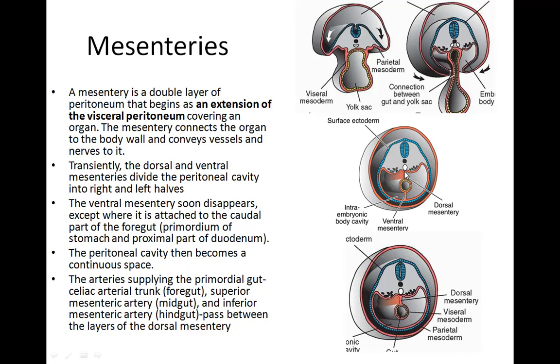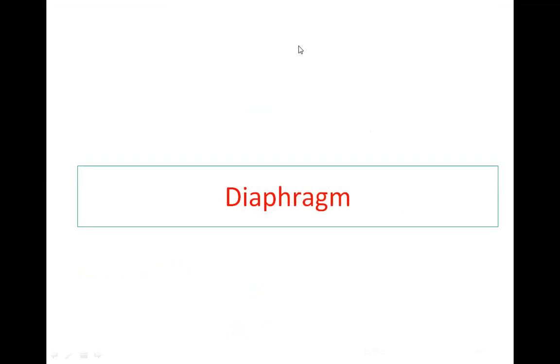So the artery supplying the primordial gut, that is the foregut, is the celiac trunk, which will come through this fold of mesentery. The superior mesenteric artery is the artery of the midgut and the inferior mesenteric artery is the artery of the hindgut. So all these three pass between the layers of this dorsal mesentery. So this is how the mesenteries are formed. Now the diaphragm I am continuing in the next part, the second part of this lecture.